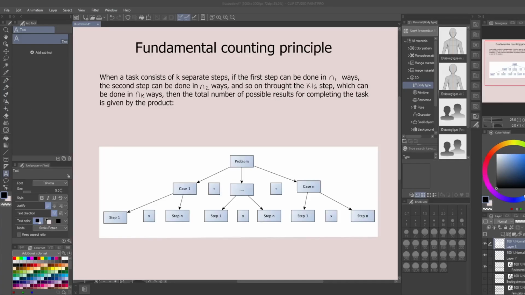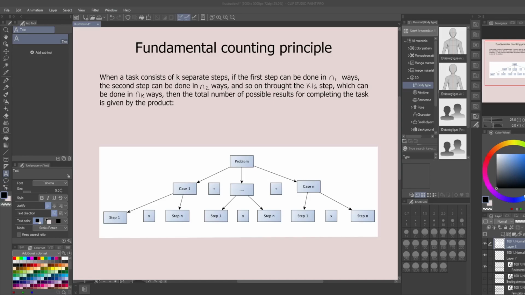Okay, so now that we're done covering the fundamental counting principle, we can move on to the strategy to break down complex questions. Sometimes permutation and combination questions can be pretty hard, so this is a way to break them down into simpler questions to make the process easier. So let's say you have your problem, and you can split the problem into cases.